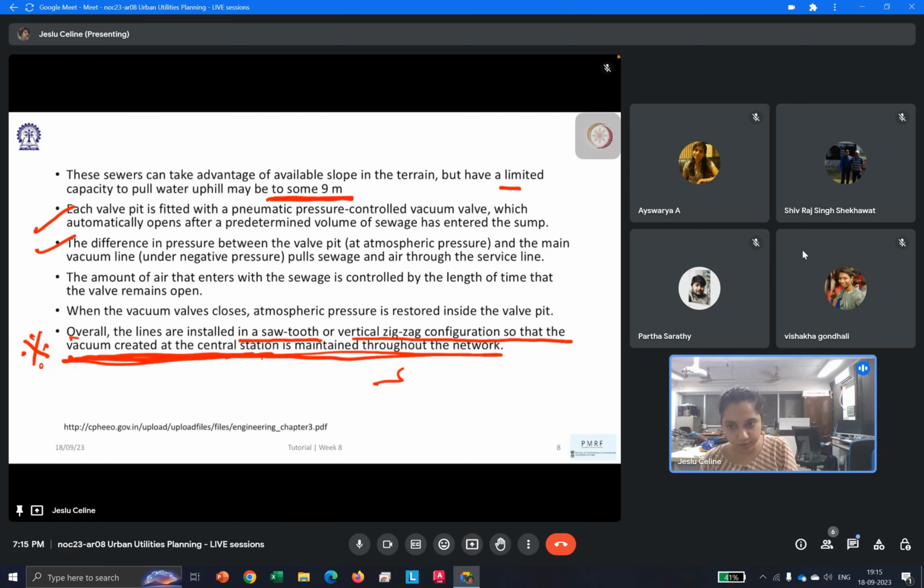So if you're interested to learn more, like last class somebody was asking for some more reference material, CPHO has uploaded on their website an engineering manual, and in chapter 3 this has been given in detail. You can refer to this link and access it, and if you want to read more, it would be useful. Okay. So any doubts in this question? No. Okay. So let's proceed further.